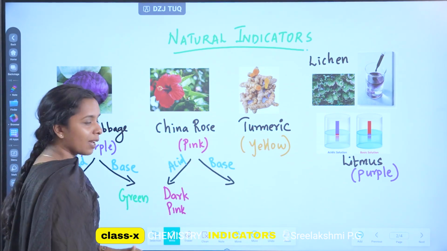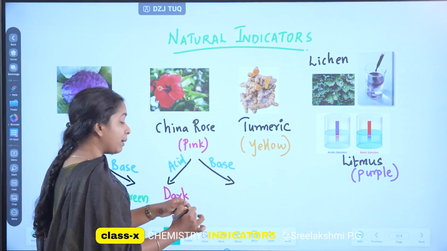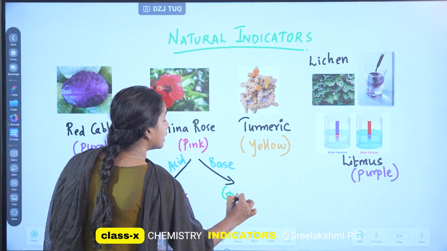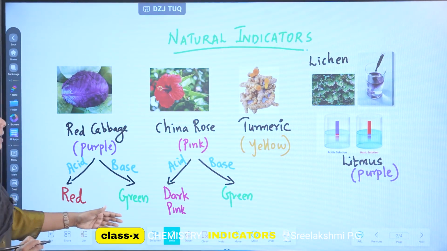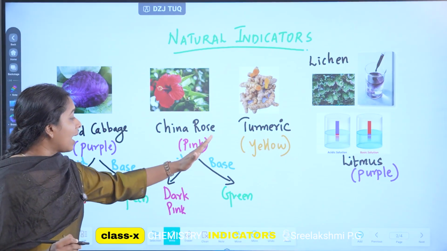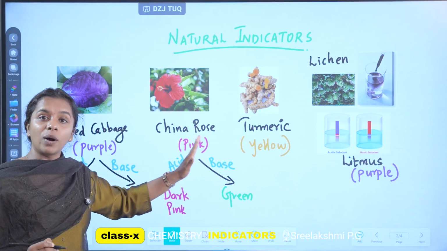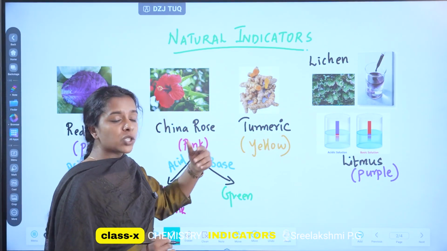Then what about base? Here you can see I am selecting green color. That means in the presence of base, it will give green color. So that's it. Here you can see China rose will give dark pink in the presence of acid and green in presence of base. Now we have the third example, that is turmeric.